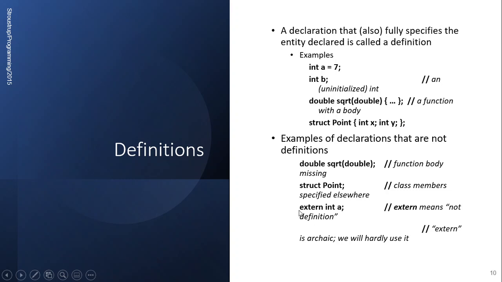Similarly, we can have variables with external linkage. We may not be using extern often, but you may come across this. So extern int a means that int a is defined somewhere else, in another file. So it is a declaration and it is not a definition. We may not use it ever, but you should know the difference between a declaration and a definition.